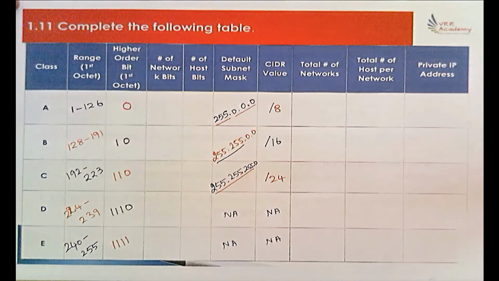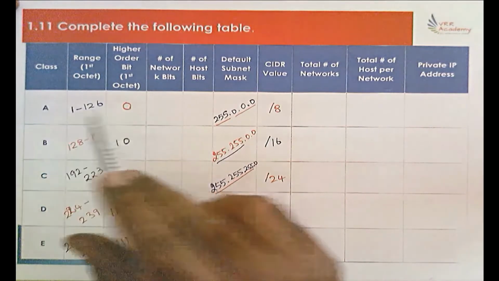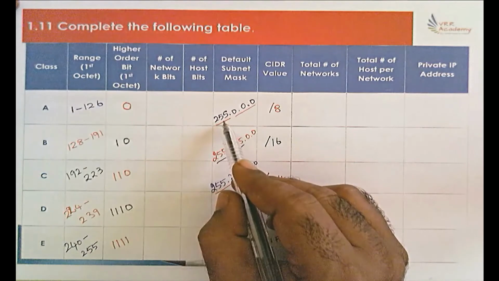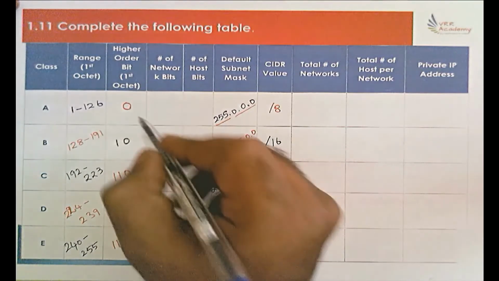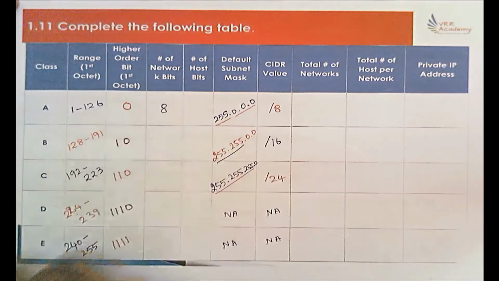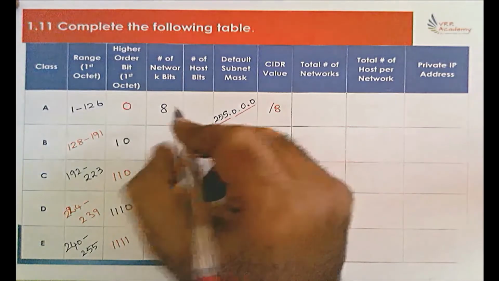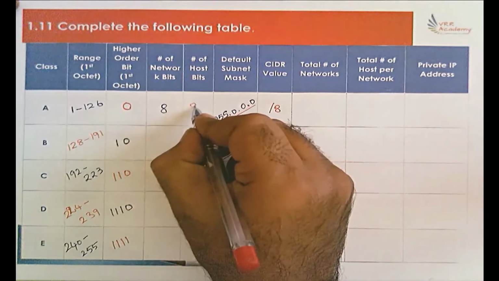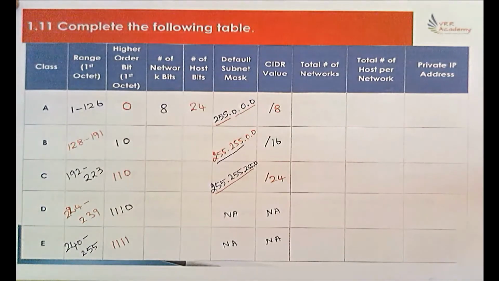Then moving on to the number of network bits. How many bits are available? We are going to fill this particular column. For a class A IP address, we already discussed the default subnet mask. It says there are 8 bits available in the network portion. So the number of network bits is going to be 8 here. Then the remaining 24 bits, so 8 plus 24 is 32, will be the host bits.